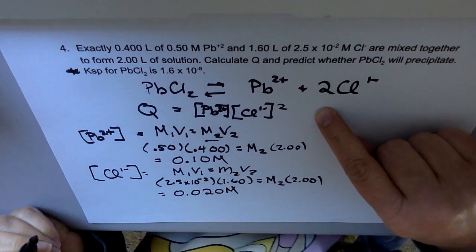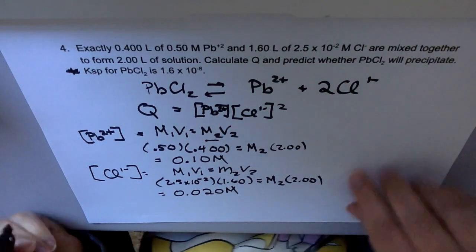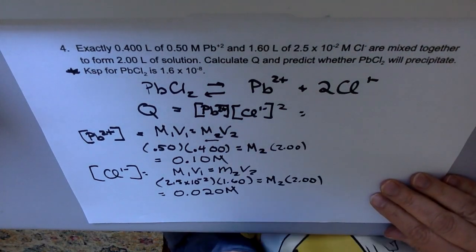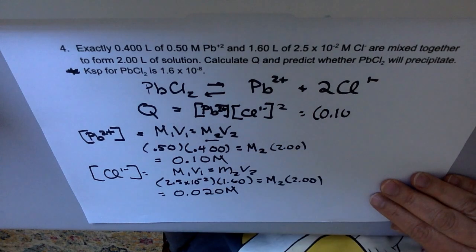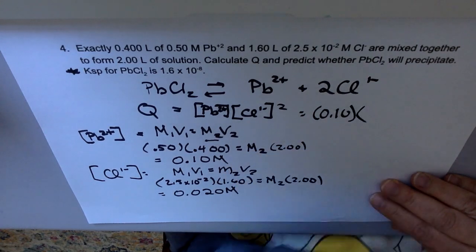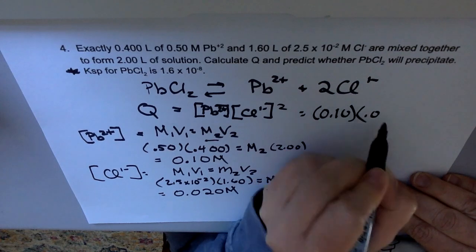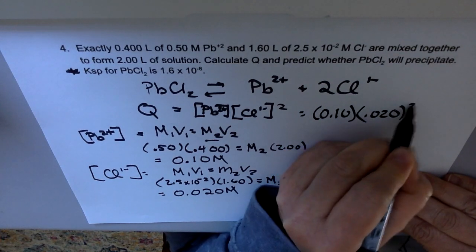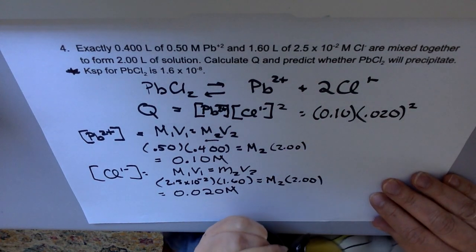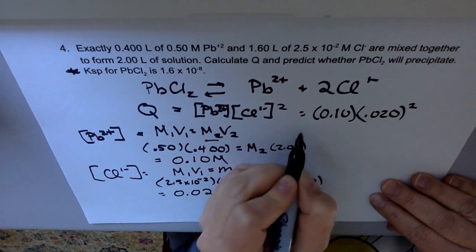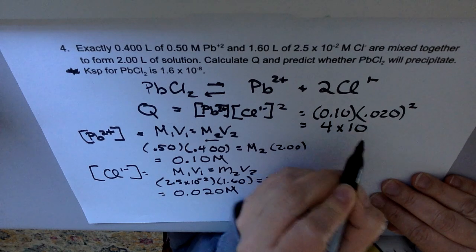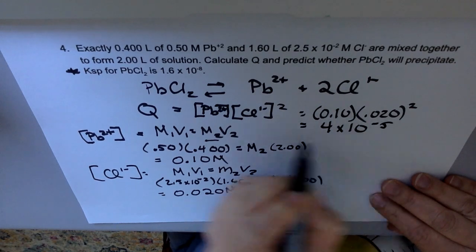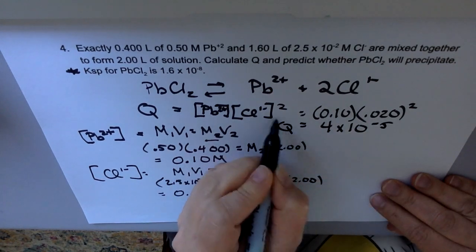Okay. Now we just have to go up here and plug in these values. So that's going to be 0.10, and then chloride's going to be 0.020 squared. If you do that, you will find that your Q is 4 times 10 to the negative 5th. Okay, so there's our Q.